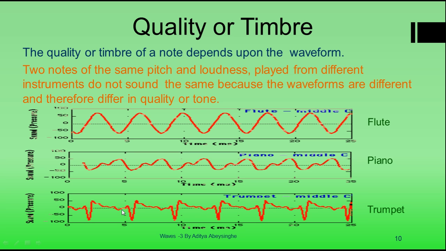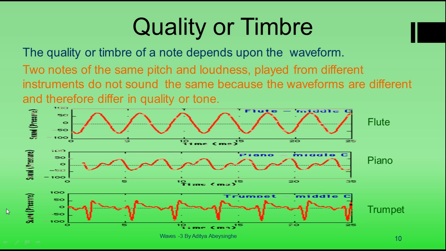The second topic I have to explain to you is the quality, or timbre. The quality or timbre of a note depends upon the waveform. You can see here that if you take a flute, a piano and a trumpet, different wave patterns, different sound pressures can be formed with time. The flute has a very pure waveform, with regular crests and troughs. But the piano is somewhat less pure. You can see that it is not even, right? Although these are even, it is not similar to this one.